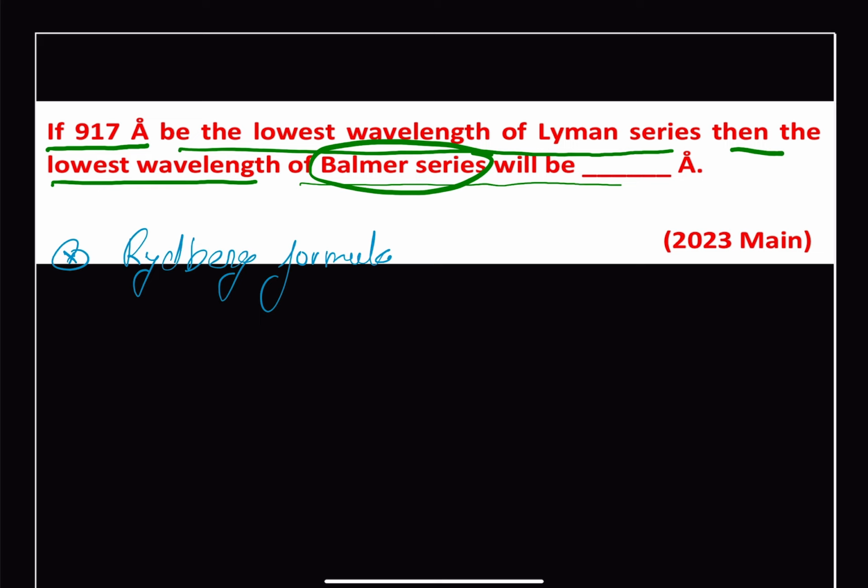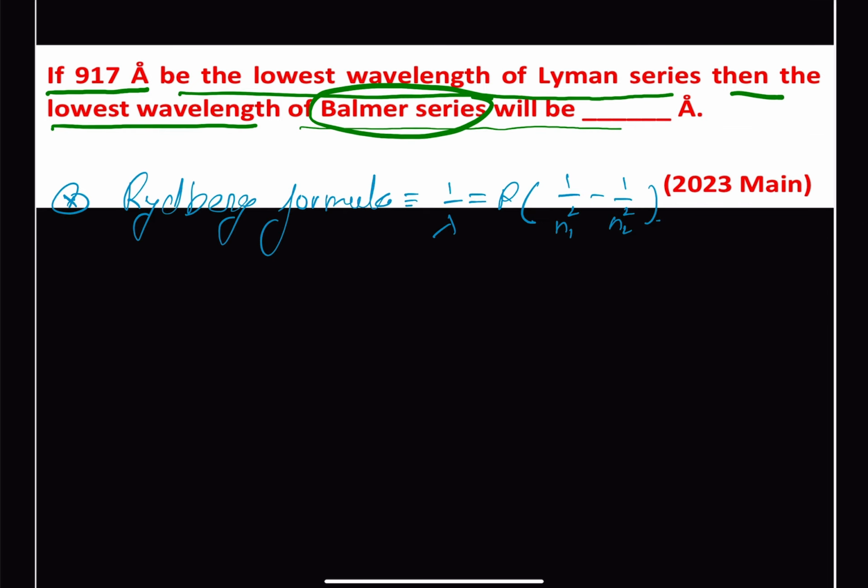The Rydberg formula gives us 1 upon lambda is equal to R times 1 upon n1 square minus 1 upon n2 square. And we have two series. One is our Lyman, so we can modify this Rydberg formula for the Lyman series. Please remember here it is mentioning the lowest wavelength. Lowest wavelength means the difference in energy should be the highest.